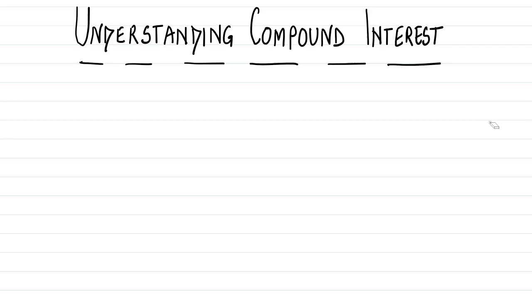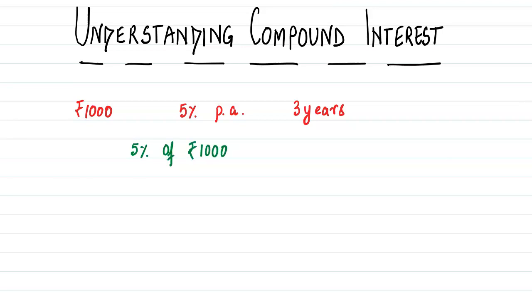Okay, in simple interest, if we had invested rupees 1000 at 5% per annum for 3 years, every year we will get an interest of 5% of rupees 1000. This was explained clearly in the previous video, and this amount we will get for 3 years, so the total interest would be 3 times 5% of 1000.